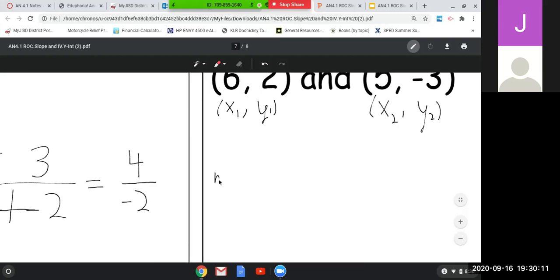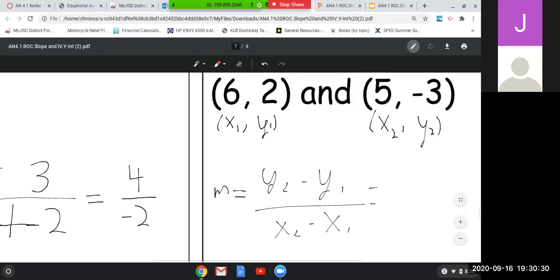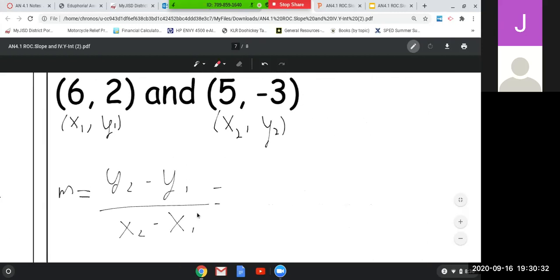m equals, and I know it's y sub 2 minus y1 over x2 minus x1. And then I'm going to just plug those values in there. It's going to be something minus something over something minus something else.